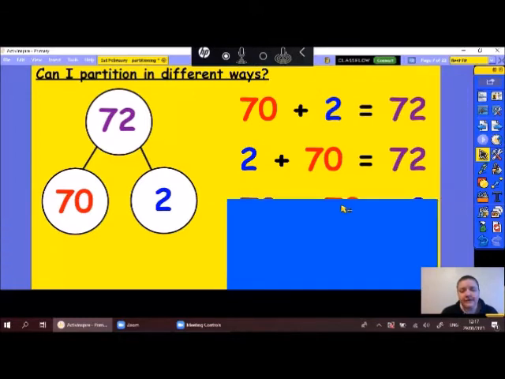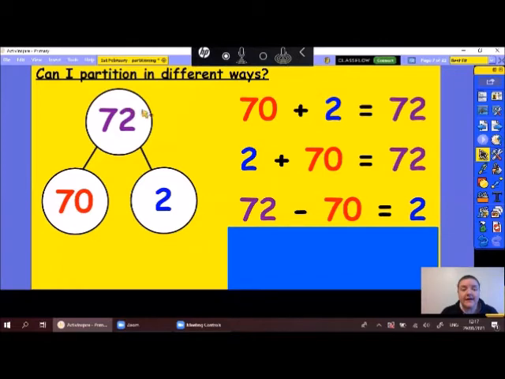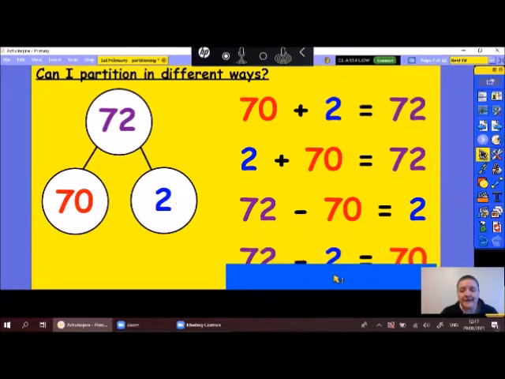We also know that if we started with our total, we could take away the 70 and that would leave us just with the 2 left. And we can do that a different way as well, because if we start with the 72 and we take away the 2, we're left with the other number from our part-whole diagram, we're left with 70. So just because you know one fact, that actually means that you know 4 different things.